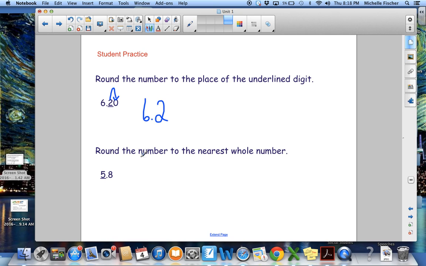Alright, go ahead and round this next one to the nearest whole number. Click Next when you're ready. Alright, we should have looked at the 8 to help us here, and we know 8 is greater than 5, so that means we're going to add 1 to our rounding place, and we should have gotten 6.